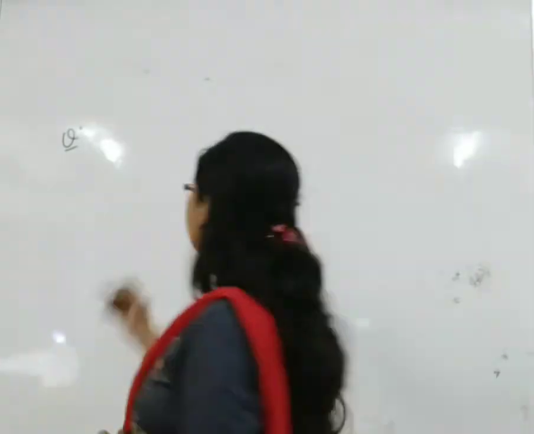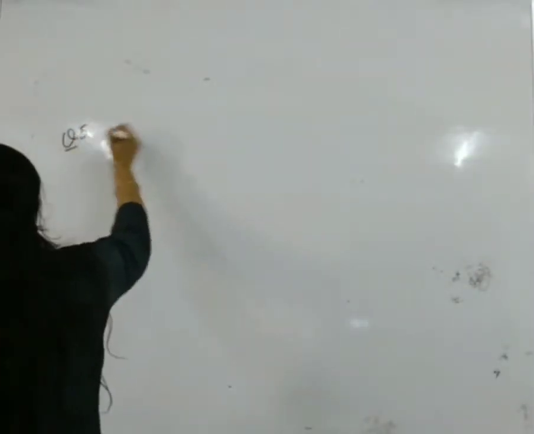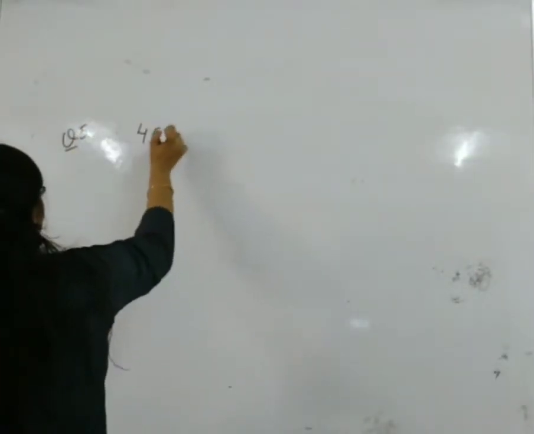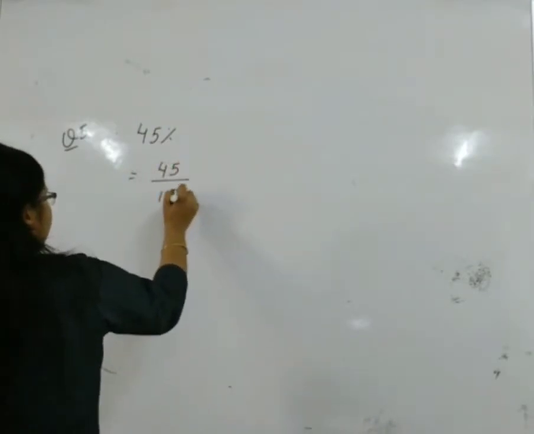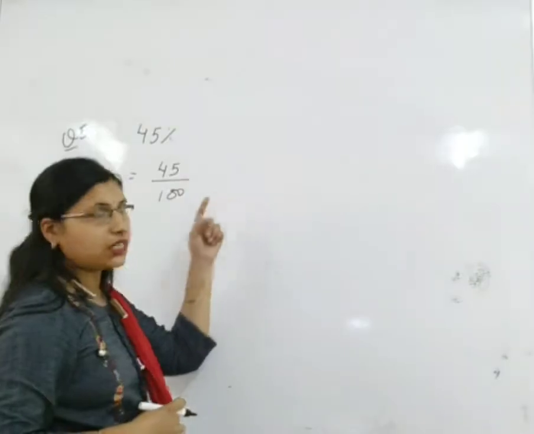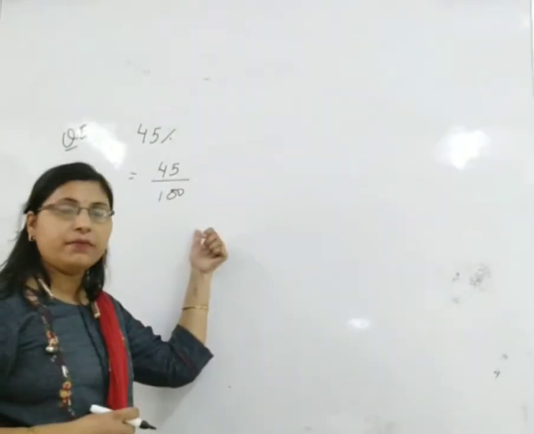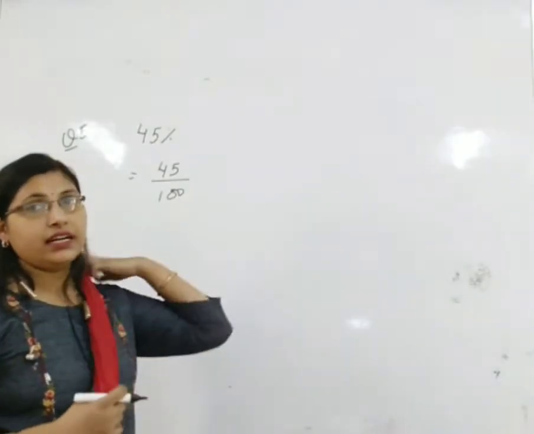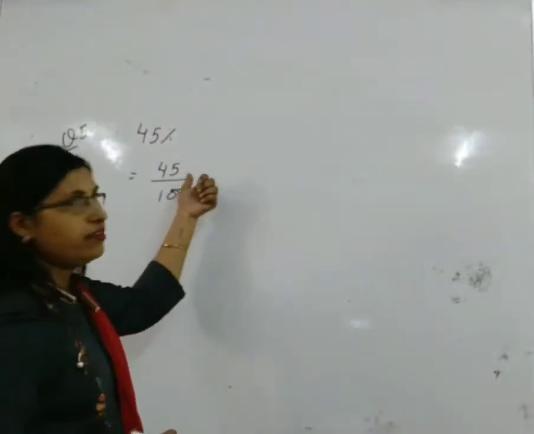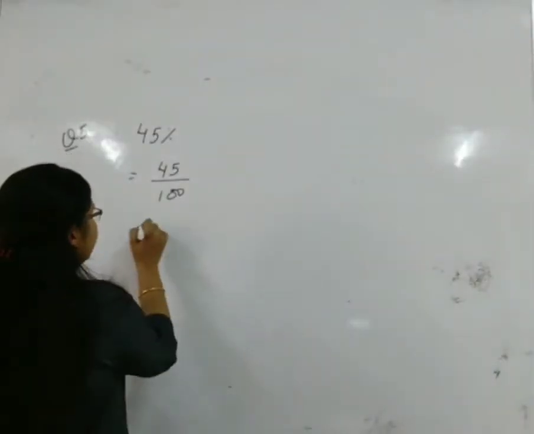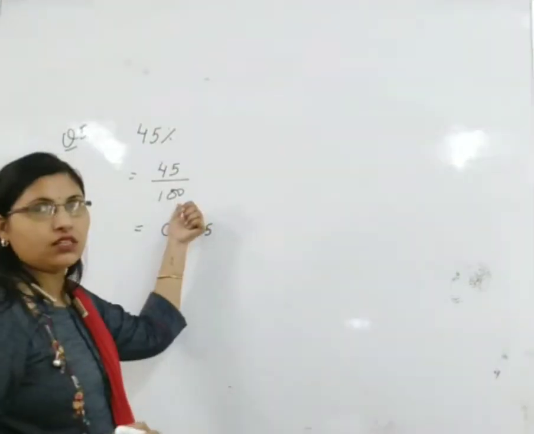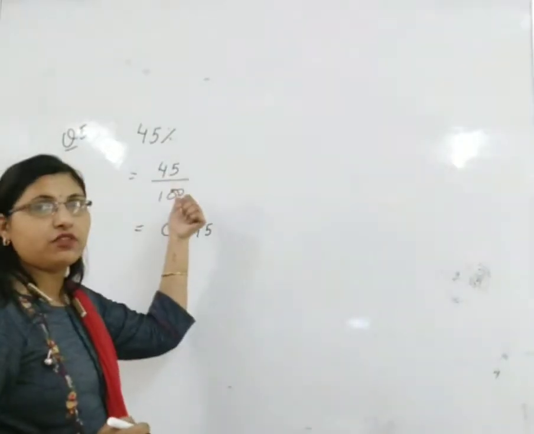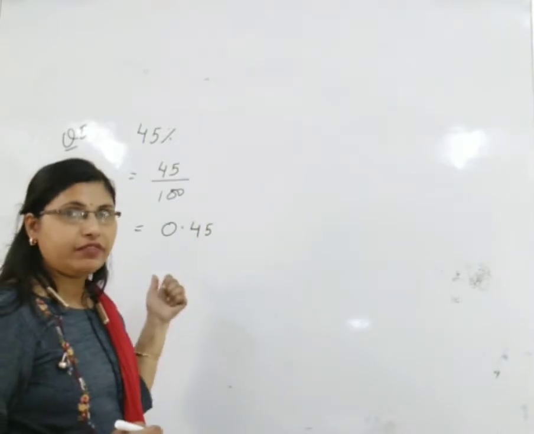Question number 5, we have to write the answer in decimal form. The number is 45%. So we can write it as 45 upon 100 to remove the percentage, and now this is the fractional form, but this time we have to give the answer in decimals. So how can we write the decimal? We can write it 0.45 because there are 2 zeros, so 2 digits we have to shift the decimal in the left direction.